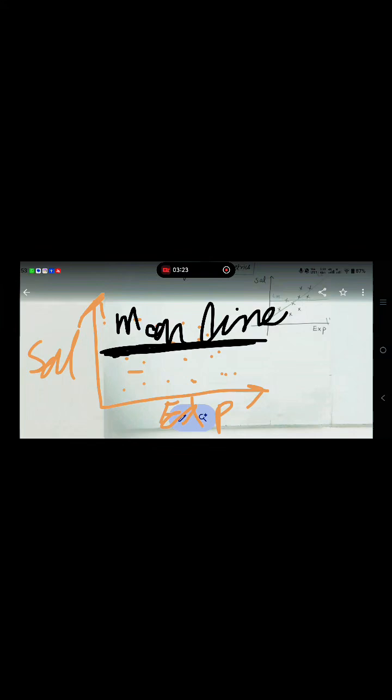While you have another line which is called the regression line, and the regression line is this line. So now we have two types of lines in the regression model. One is the mean line, which is shown by the black color. It passes through most of the data points. Another is the regression line, which is shown by the red color. It passes through the best fit. It is called the best fit line.